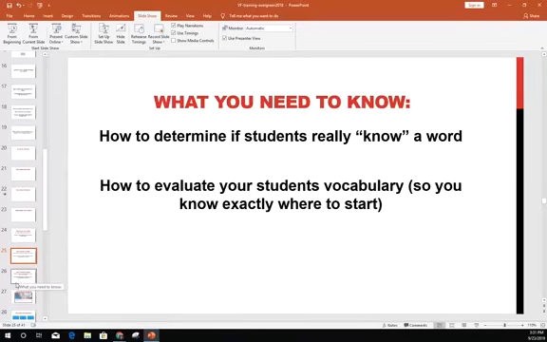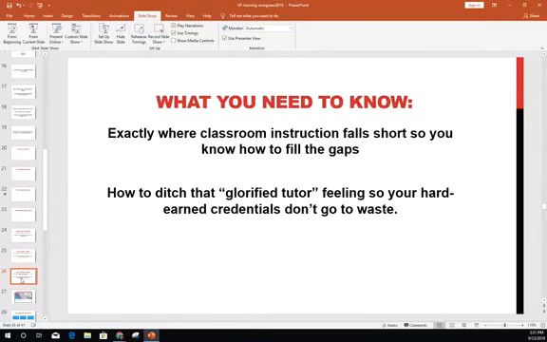So we need to know that in order to figure out what those first steps are in addressing vocabulary in therapy. And then finally, we need to have a really solid understanding of where classroom instruction falls short so that we know how to fill the gaps. So that when we do start working on vocabulary and selecting those words, we can ditch that feeling of "I'm a glorified tutor who's just drilling flashcards."